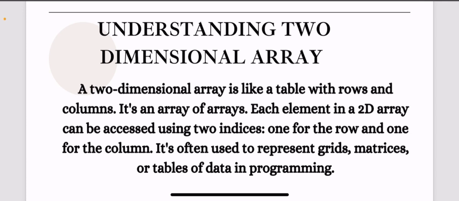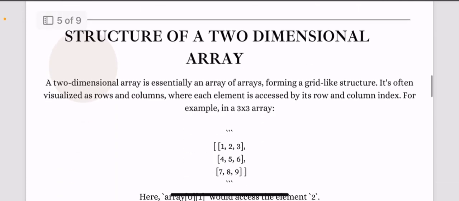Understanding two-dimensional array. A two-dimensional array is like a table with rows and columns. It's an array of arrays. Each element in a two-dimensional array can be accessed using two indices, one for the row and one for the column. It's often used to represent grids, matrices, or tables of data in programming.